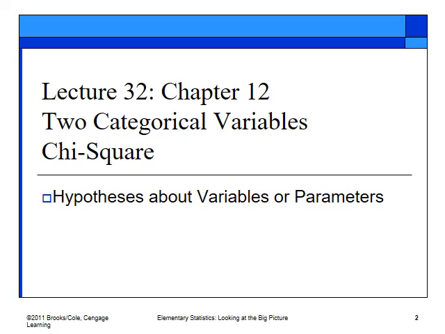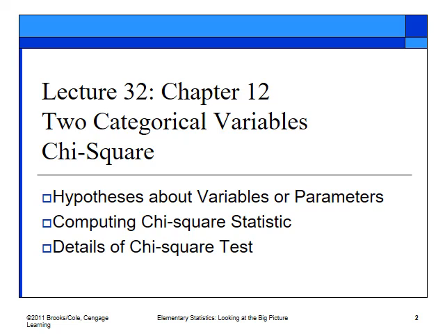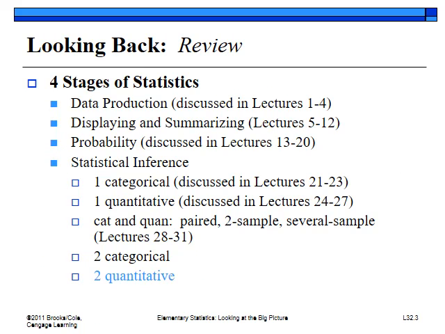Additionally, we'll look at framing the hypotheses as questions about both variables and parameters. We'll talk about how to compute the chi-square statistic. We'll look some more at the details of the chi-square test and how to handle confounding variables. In the 4 stages of statistics, we're talking about statistical inference between two categorical variables.